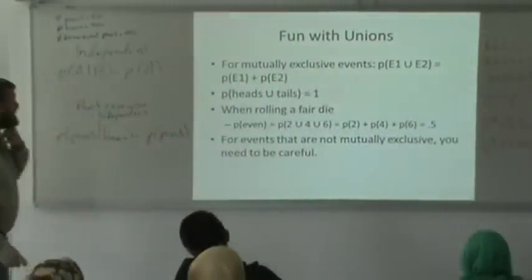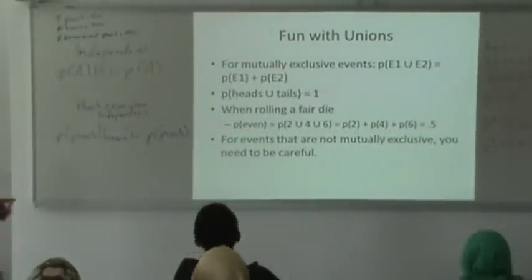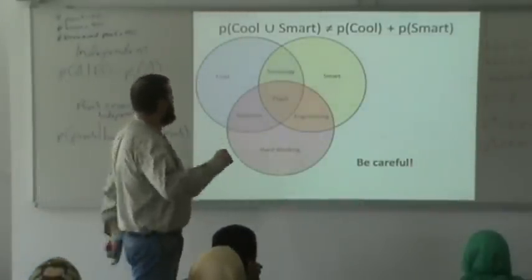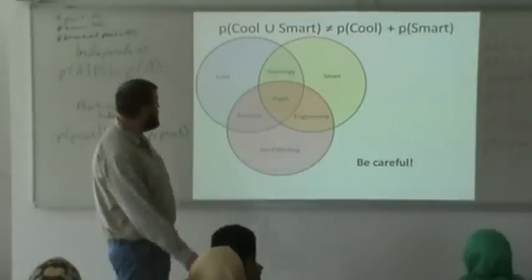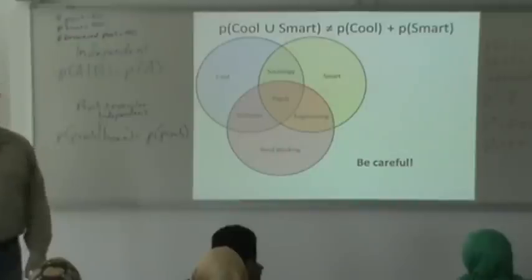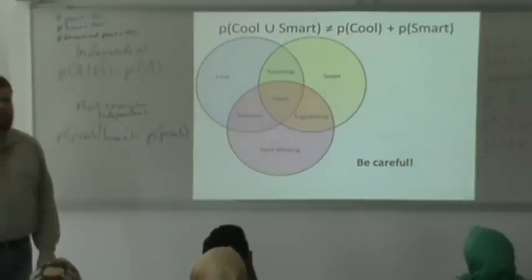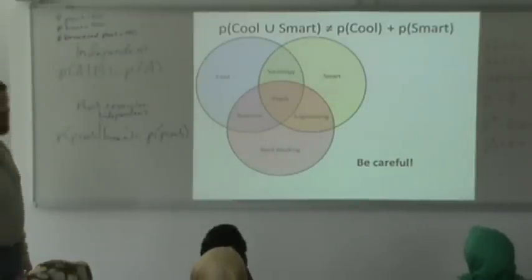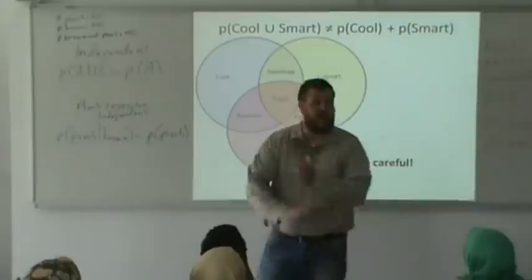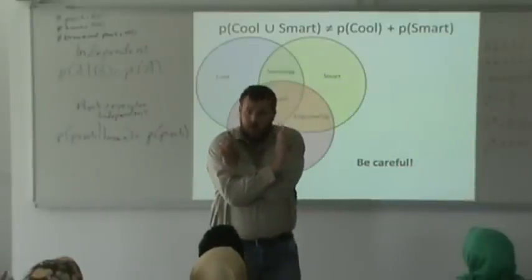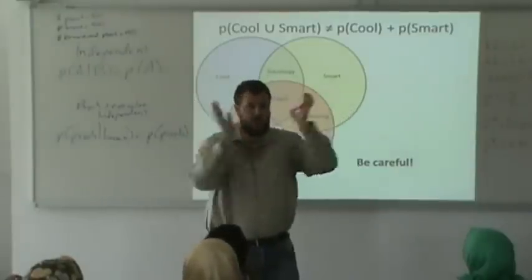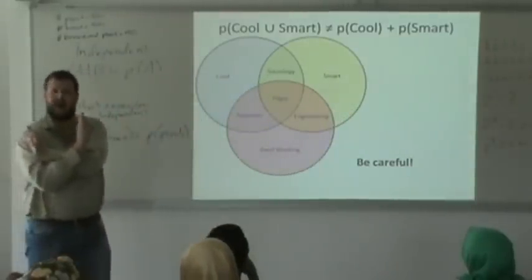Okay, so for events that are not mutually exclusive, you need to be careful. So probability of cool or smart here does not equal probability of cool plus probability of smart. Why not? Because they have an intersection? They have an intersection, that's right. Remember, mutually exclusive events don't have an intersection. So earlier we were saying for mutually exclusive events, this means for things that don't intersect. Cool and smart here intersect.